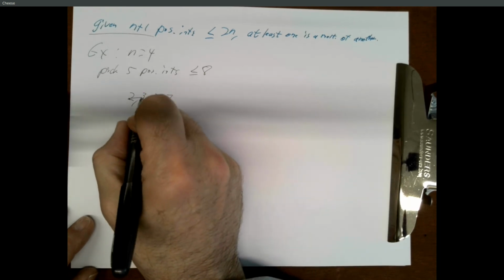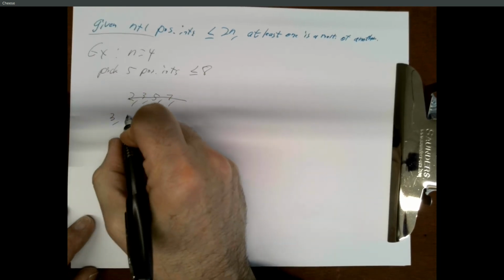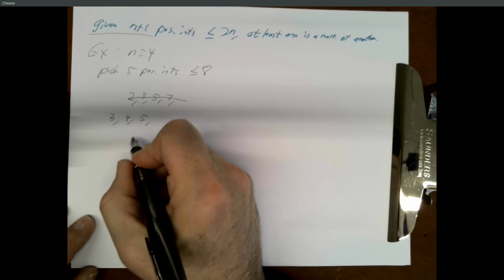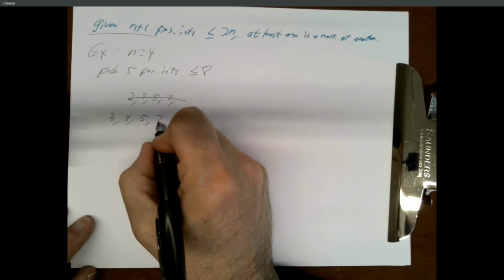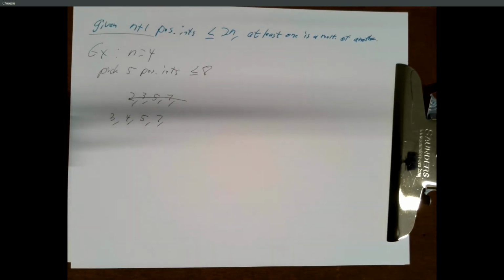So maybe I don't want to start with 2. I could start with 3, and then I could do 4, and I could do 5. I can't do 6. I can do 7, and I've still only got 4 numbers. I've got to pick a 5th number still, and I can't do it.